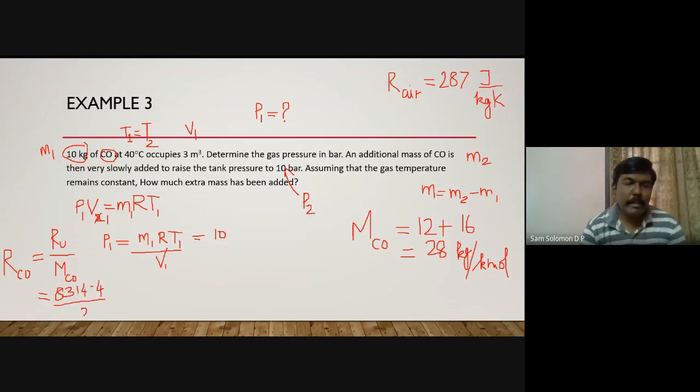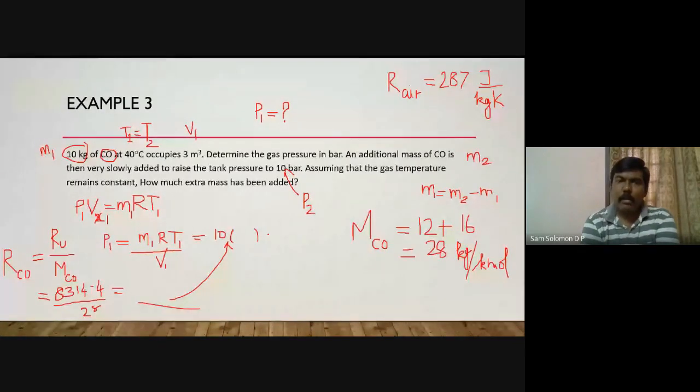831.4 divided by 28. You will get some answer, and that answer will be in joule per kilogram Kelvin, and that has to be substituted here for R. Okay, so get that value and substitute it here. The temperature T is given as 40 degrees centigrade. Last class we said temperature should always be substituted in Kelvin. So 40 plus 273 is 313.